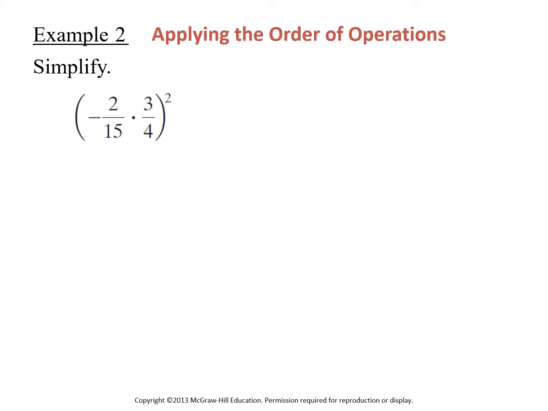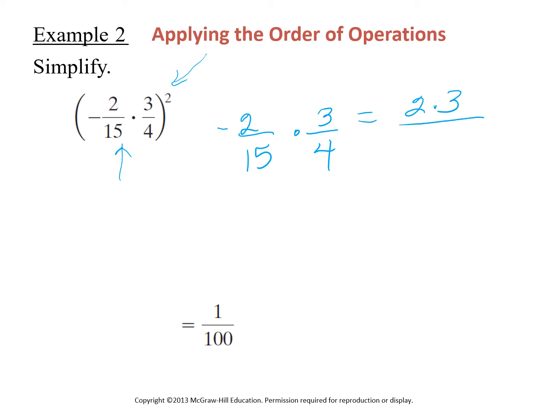So here we have applying the order of operations. We do what's within the parentheses first. So we're going to do this multiplication first, and then we'll square it. So if I do negative 2/15 times 3/4, I multiply across the numerators, and I multiply across the denominators. And you see that it appears everything's canceling out of the numerator, but that leaves us with a 1. So we have 1/10, and it's going to be negative because you have one negative factor.